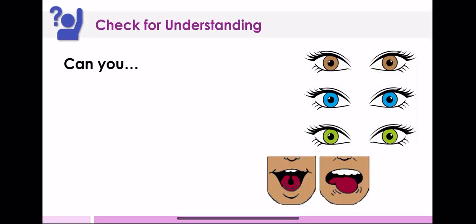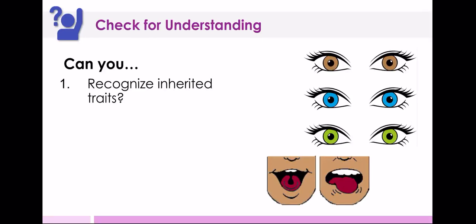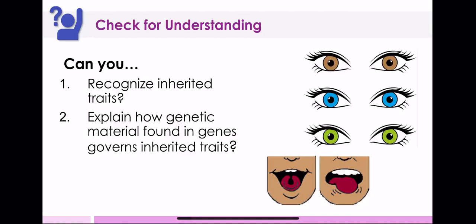All right, let's check for understanding here as we wrap it up. Can you recognize inherited traits? I'll throw in there, can you recognize the difference between inherited traits and acquired traits? And can you explain how genetic material found in genes governs inherited traits?